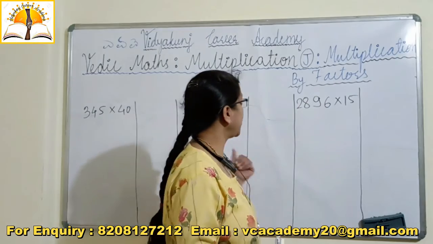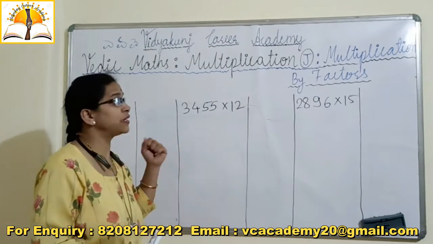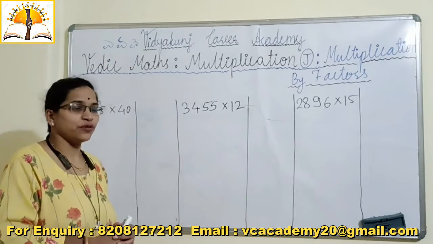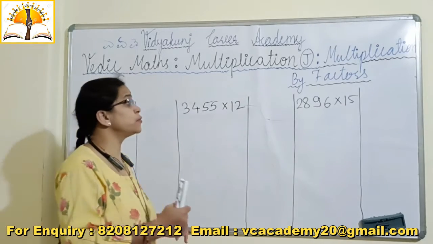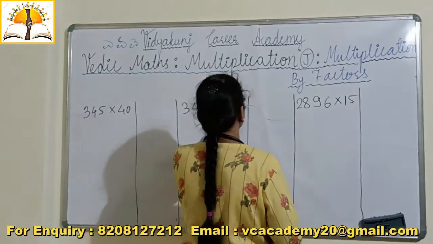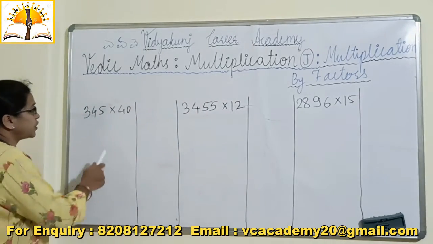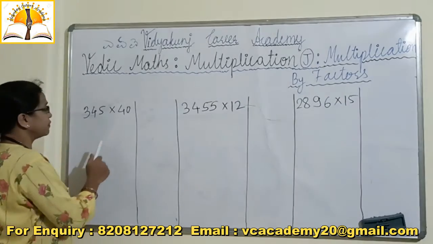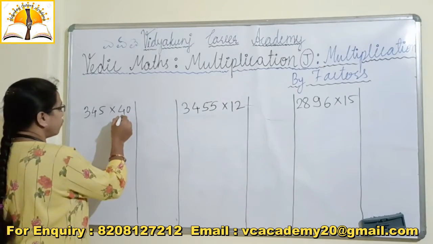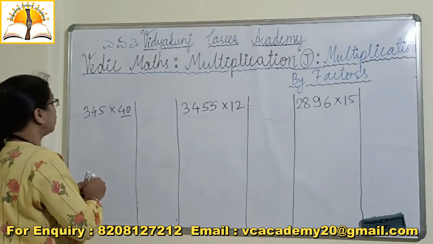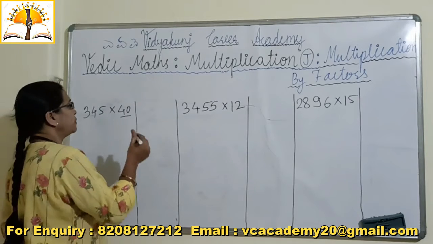Today we are going to see multiplication, how to do multiplication in different ways. What is the different way? By using factors of the given multiplier. What is the multiplier here in this given multiplication? 40. What are the factors of 40?